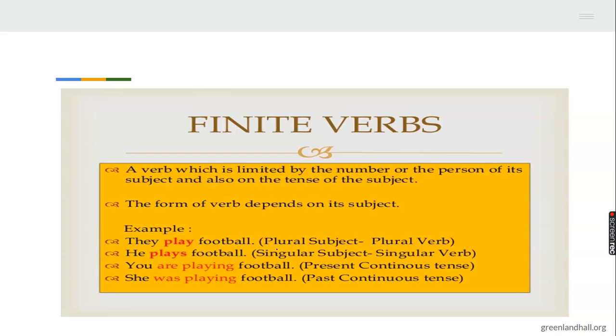Well, let's see examples here. So let's see more. Play, agreeing with this. Plays, singular, agreeing with this. Are playing, agreeing with this. Was playing, agreeing with this, singular. You can see their tenses and their forms in subjects. Plural verb, plural subjects. You can always go through this later on your own. You can see singular subject, singular verb, and they also indicate tenses, like I said earlier.